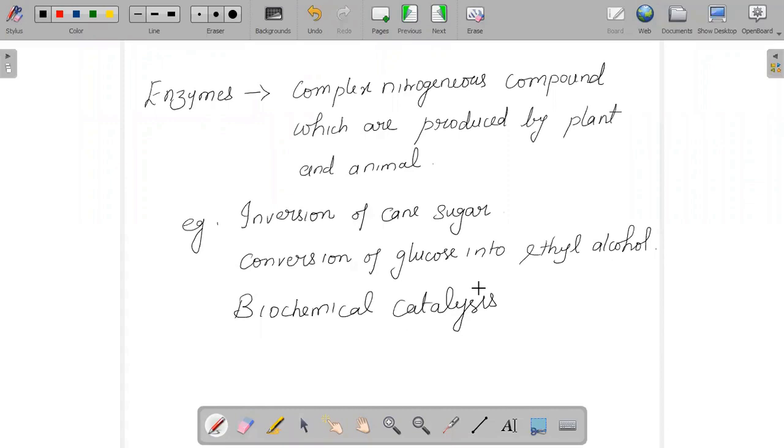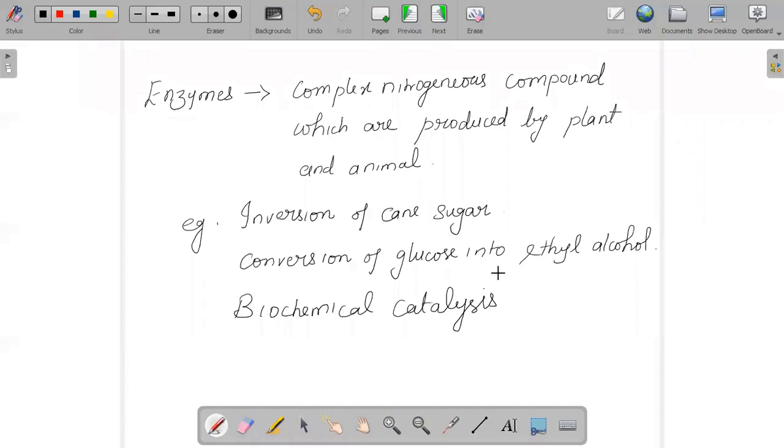Invertase enzymes are used to convert sucrose into glucose and fructose, or we are also using an enzyme for the conversion of glucose into ethyl alcohol. We also use an enzyme for the conversion of starch into maltose. For that we use an enzyme called diastase, which converts starch to maltose.